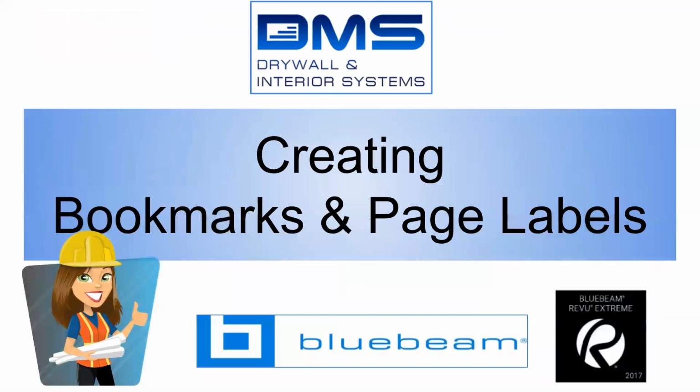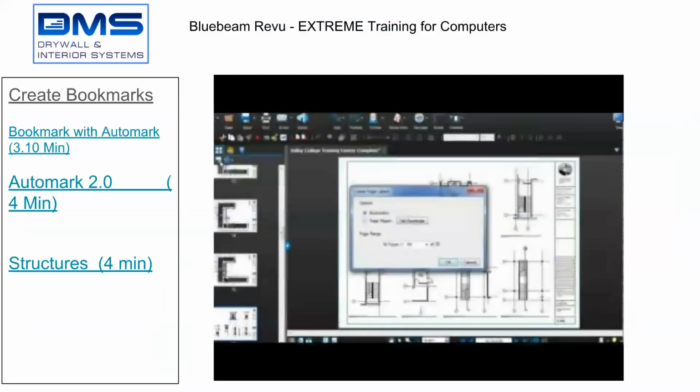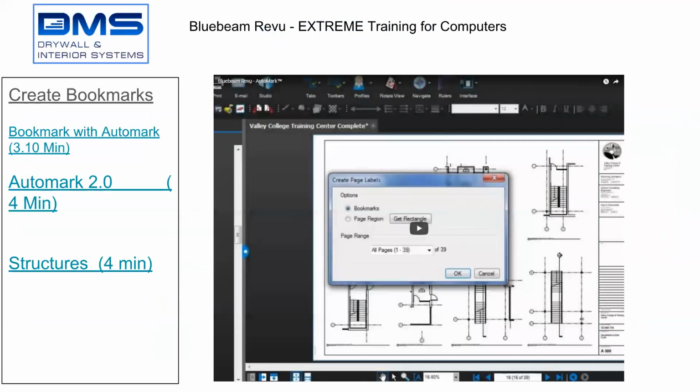So now let's talk about bookmarks and page labels. Every time I go into a PDF document, I open up the Bookmarks tab to see if it's a multi-page document, if it's 10, 20, anything above 10 pages. I want to see, are there bookmarks there so I can navigate around faster. So let's watch this 3-minute video. These next 7 minutes, it's going to show you how the bookmark and automark features work and how they made improvements to the way it searches.